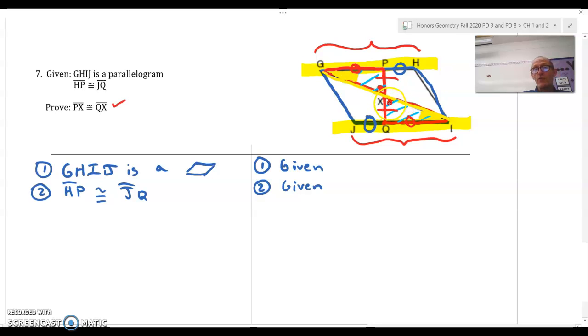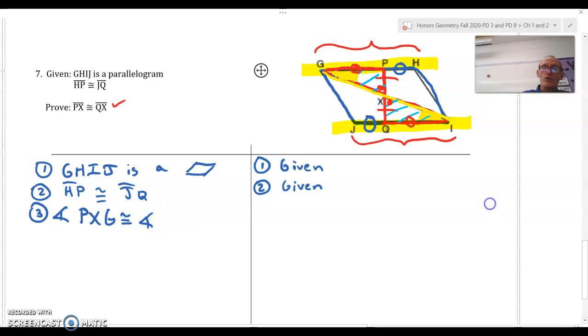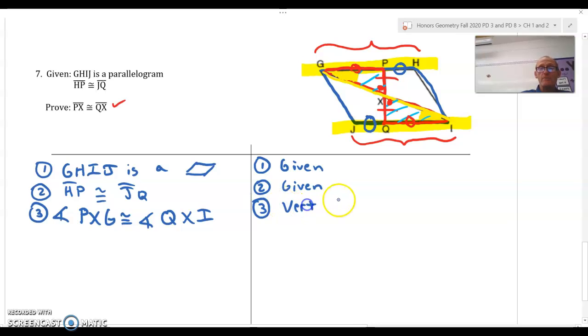So let's take care of the vertical angles. Okay. Let's do that first. That's an easy one. Angle PXG is congruent to angle QXI. And that is vertical angles are congruent.